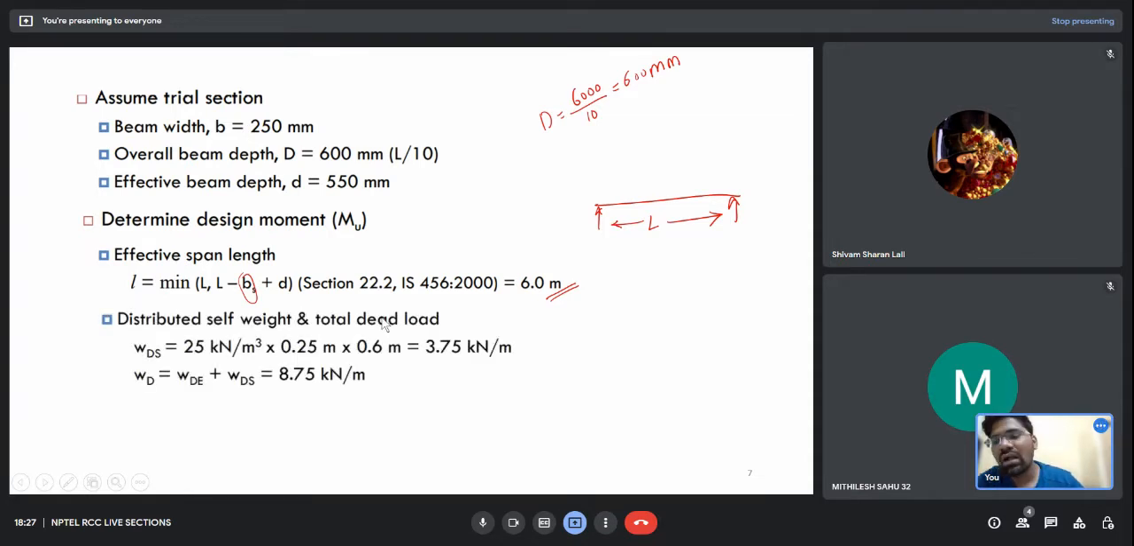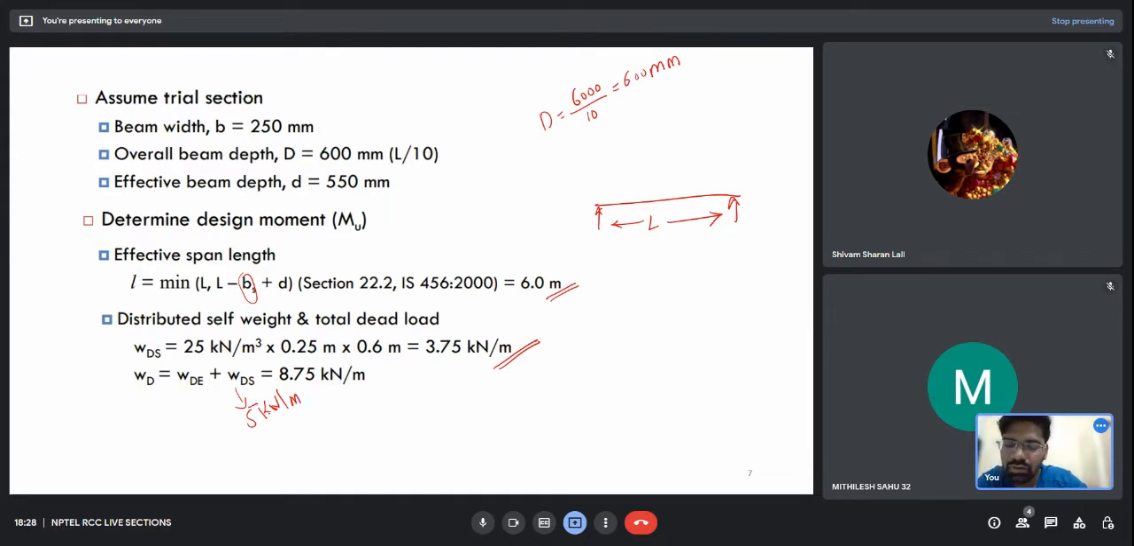Now what we have, we already know the dead load would be the self weight of the beam. The unit weight of concrete is 25 kilonewton per meter cube. I have multiplied it with the assumed trial depth and width of the beam. I got this as the distributed load due to its self weight. Now I have a dead load of 5 kilonewton per meter, which is already mentioned in the question.